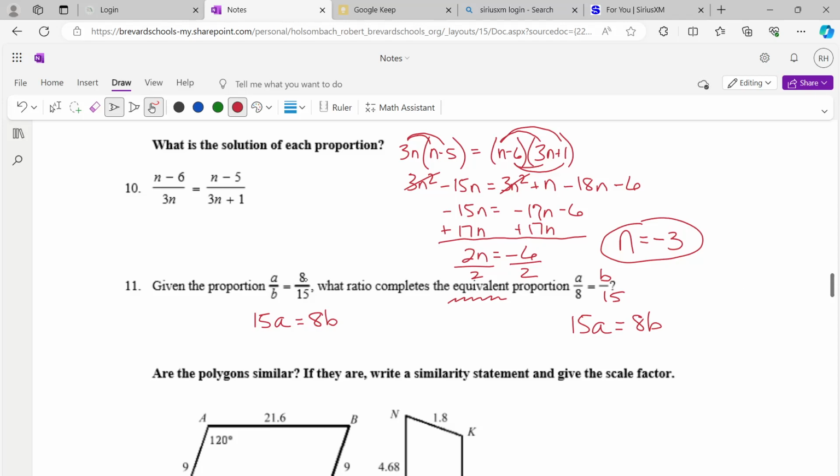Crisscross multiply the first proportion and find out what your two products are. And then make sure you have the same two products in the equivalent proportion.